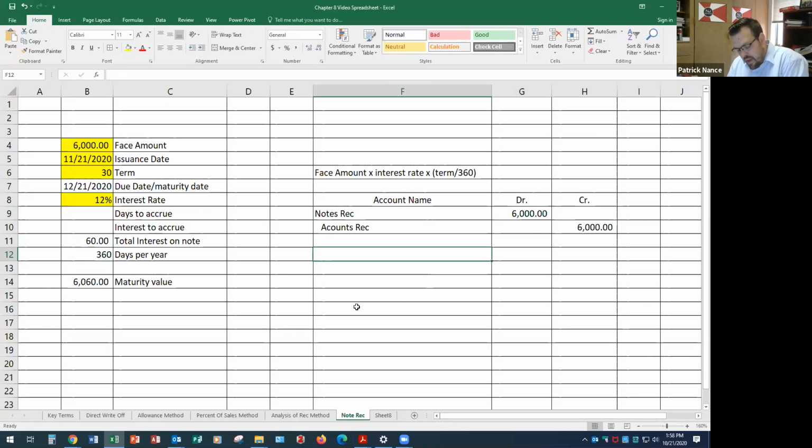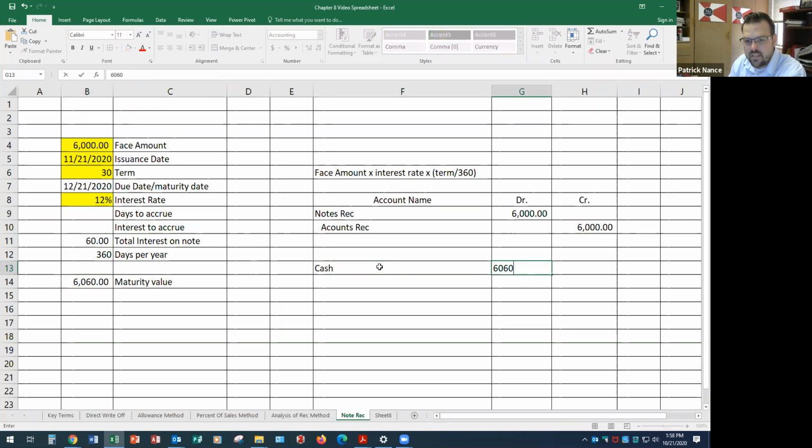So when they actually pay us for this on December 21st, how are we going to record that? Well, first thing, we got to know the maturity value in order to know how much we're going to get paid. Well, good thing we have this calculator over here. So $6,000 for the term of 30 days at a rate of 12%. We run it through this formula, which this does for us, and we know that the total amount they're going to pay us is $6,060. So that should be the cash that I received, $6,060.